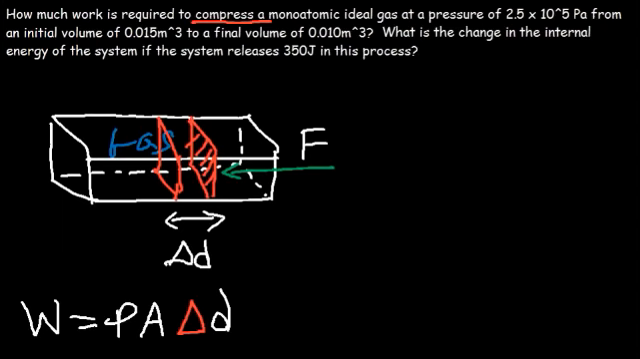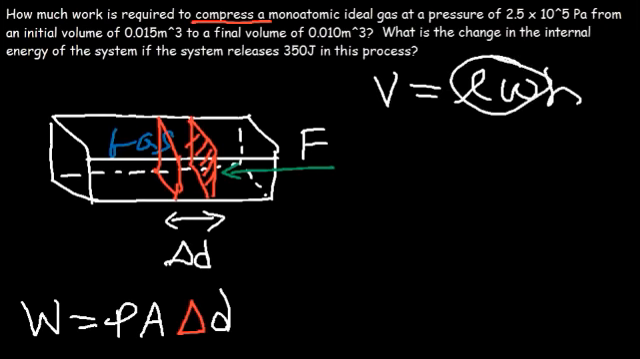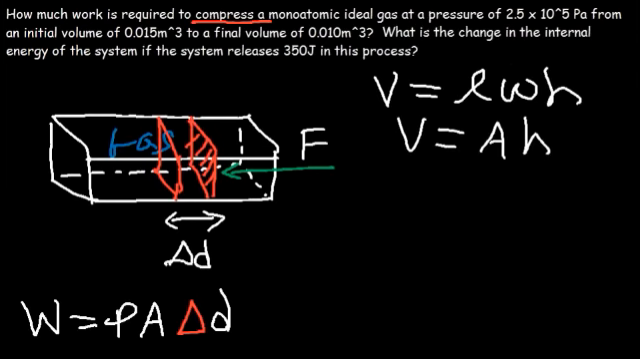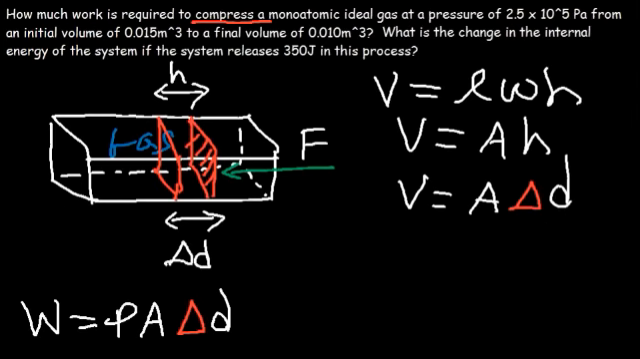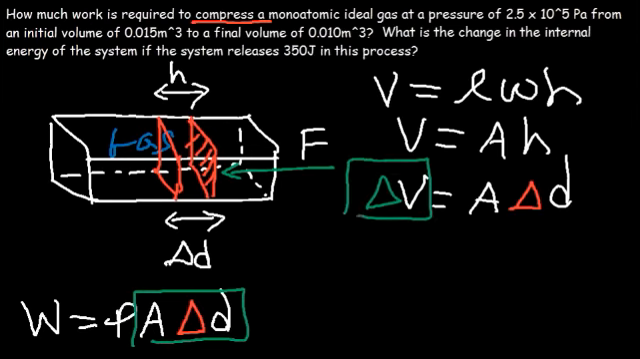Now, for a rectangular solid, volume is equal to the length times the width times the height. And we know that the area of a rectangle is length times width. So we can view the volume as being the area times the height. You can think of the height as being the change in the displacement of the piston. So we could say V is equal to A times delta D. Therefore we can replace this term with delta V. So that's how we can come up with the equation work is equal to P times delta V.